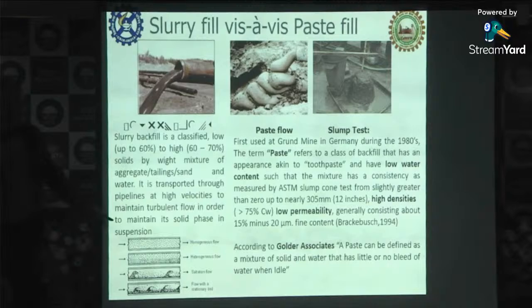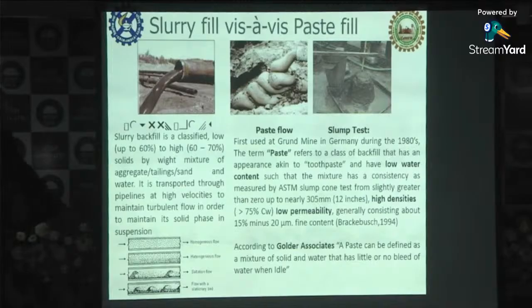Second one is the heterogeneous flow, where the concentration of the particles is on the higher side at the lower end of it. Third is the saltation flow, where particles are moving in small jerks. But there is no layer formation at the bottom of the pipe. The layer has not of solid particles.